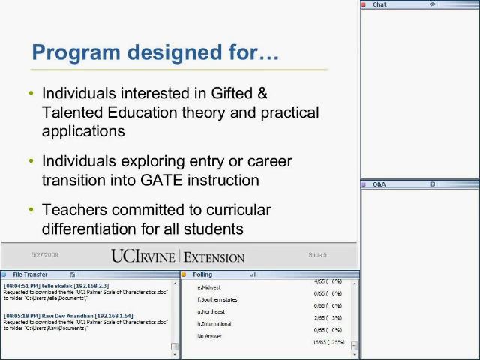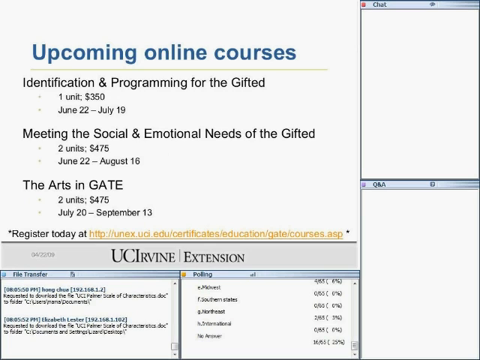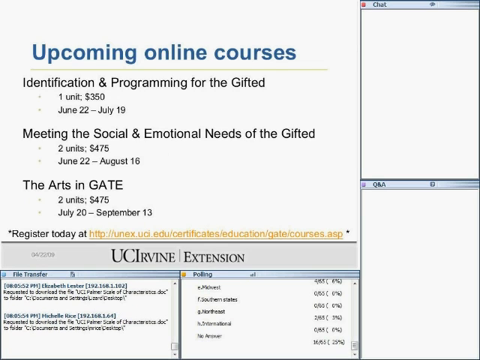As I mentioned in the last session, we do have Meeting the Social Emotional Needs of the Gifted and also Identification Programming for the Gifted, which are 2 courses that are very beneficial for parents as well as teachers. The ID and Programming for the Gifted course will actually be taught by Dave Palmer, our presenter tonight. That course begins on June 22nd and runs through July 19th. It is a 1-unit course online, and it is $350.